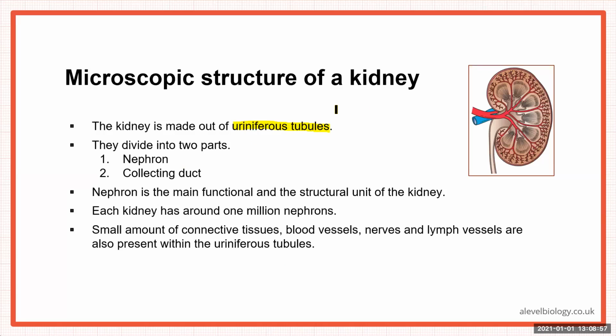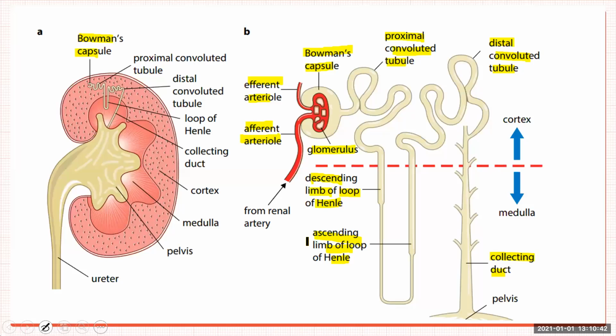When we talk about the microscopic structure of the kidney, each kidney is made up of uriniferous tubules. These uriniferous tubules are divided into two parts. One is known as the nephron and the other is known as the collecting duct. The nephron is the main functional and structural unit of the kidney, and each kidney is said to have around 1 million nephrons, right? Along with that, a small number of connective tissues, blood vessels, nerves, and lymph vessels are also present within the uriniferous tubules. We'll have a look at the picture in the next slide.